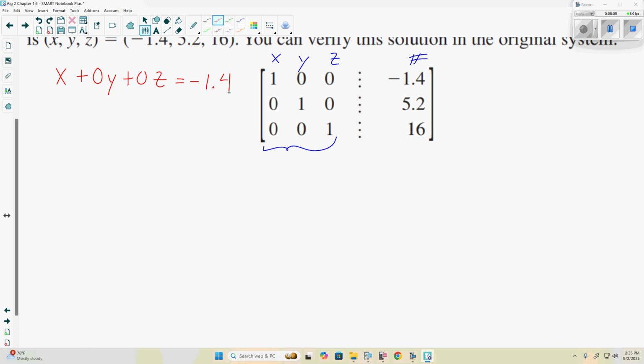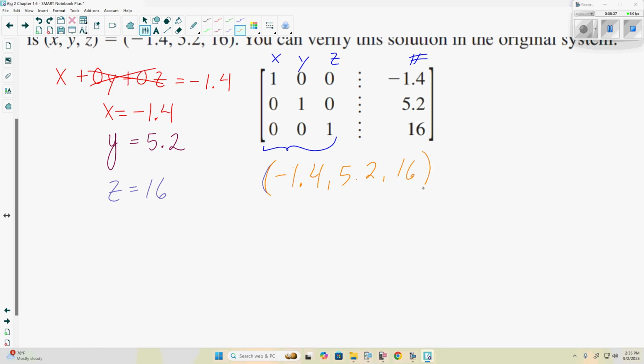Do we say 0y or 0z? No, these are gone, so we're saying here that x is equal to negative 1.4, yes? The middle row is 0x plus y plus 0z, or really we're saying y is equal to 5.2, and z is equal to 16. In other words, our solution for this is negative 1.4, comma 5.2, comma 16.